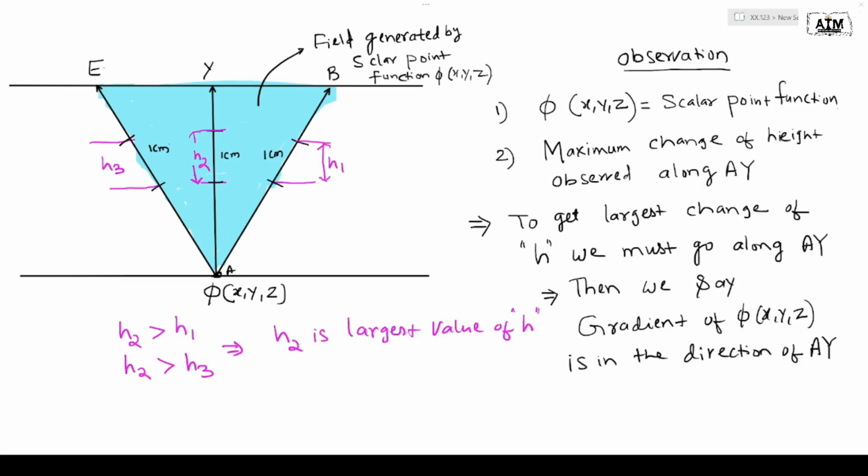Now what are the observations? Observation: phi of xyz is a scalar point function and maximum change of height is observed along AY. Here I said height, but if you are dealing with electrical intensity, then we say maximum change of electric field intensity, or if it is a temperature, then we can say the maximum change of temperature is along the line AY. So maximum change of height is observed along AY. That means to get largest change of height, we must go along the path AY. So we say gradient of phi of xyz is in the direction of AY.